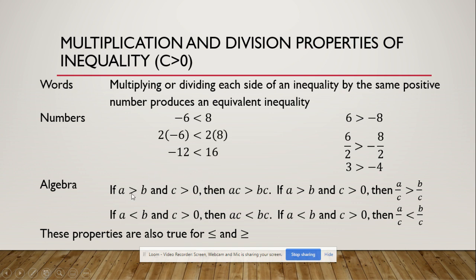Algebraically, if A is greater than B and C is some positive number that I'm going to multiply both A and B by, then because A was bigger to begin with, AC is also going to be bigger than BC. That same pattern is going to hold for all of the other inequalities.